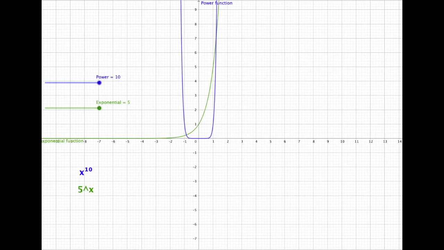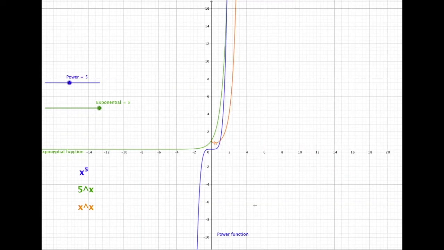Now, there is another function that won't come up in your A-level studies, but it's a weird one. So that's x to the power of x. You'll notice that dips down at the beginning. It's between 0 and 1, and you can have a ponder about that yourself. So what might be interesting is to see what's happening up here off the screen. So now we've got the power function is at 5, so we've got x to the power of 5, we've got 5 to the power of x, and then we've got x to the power of x.